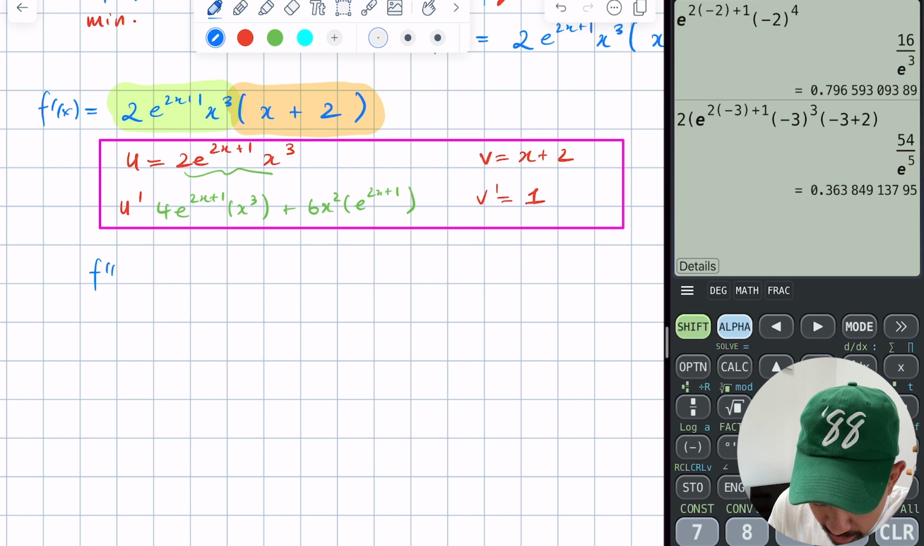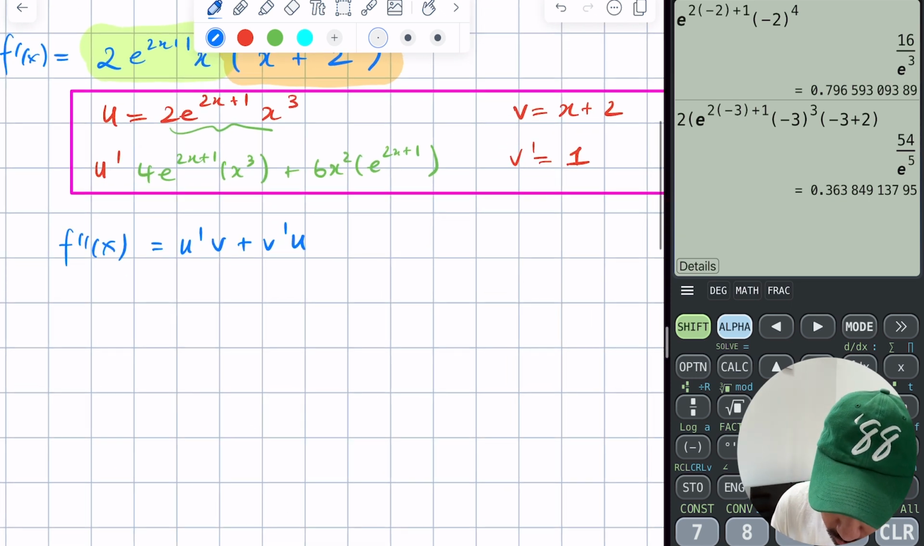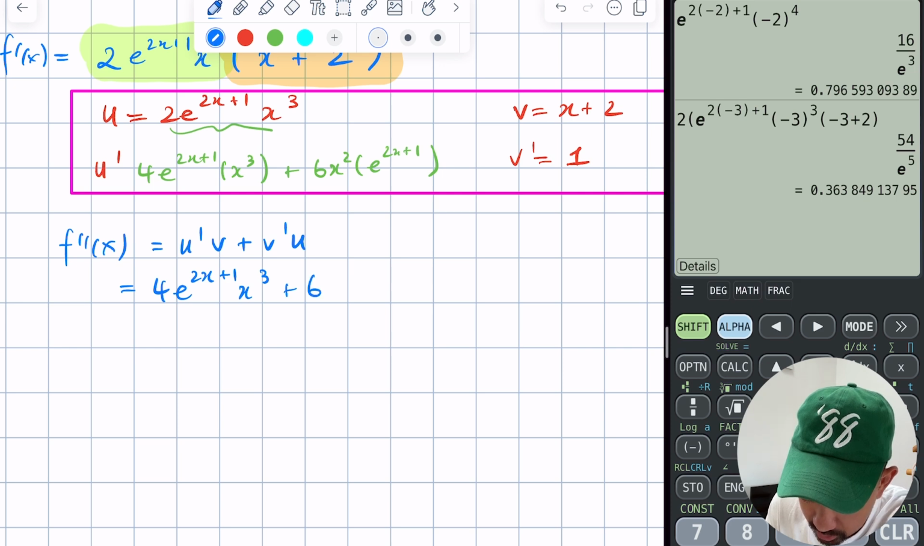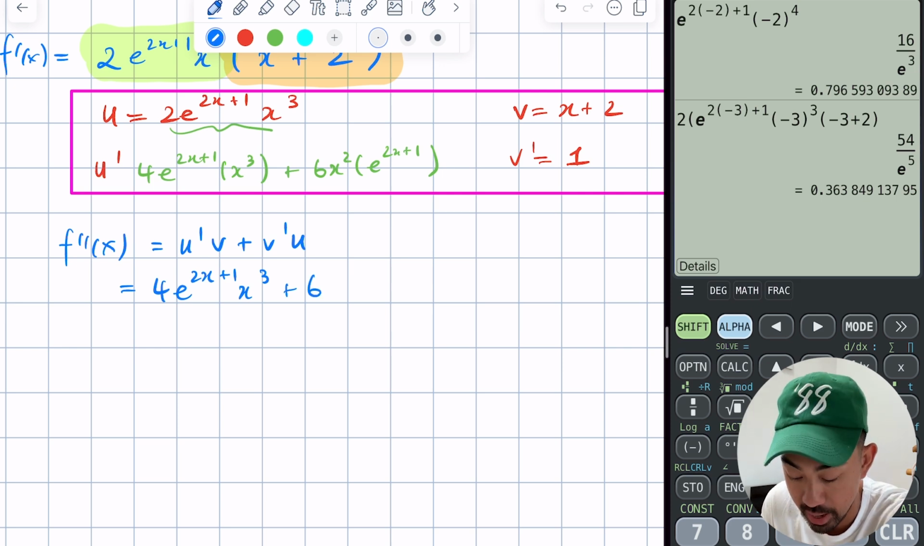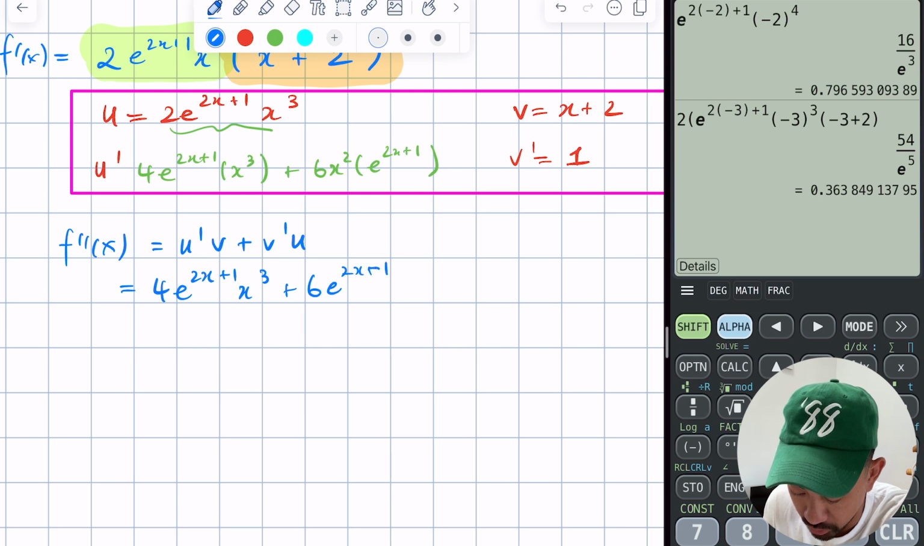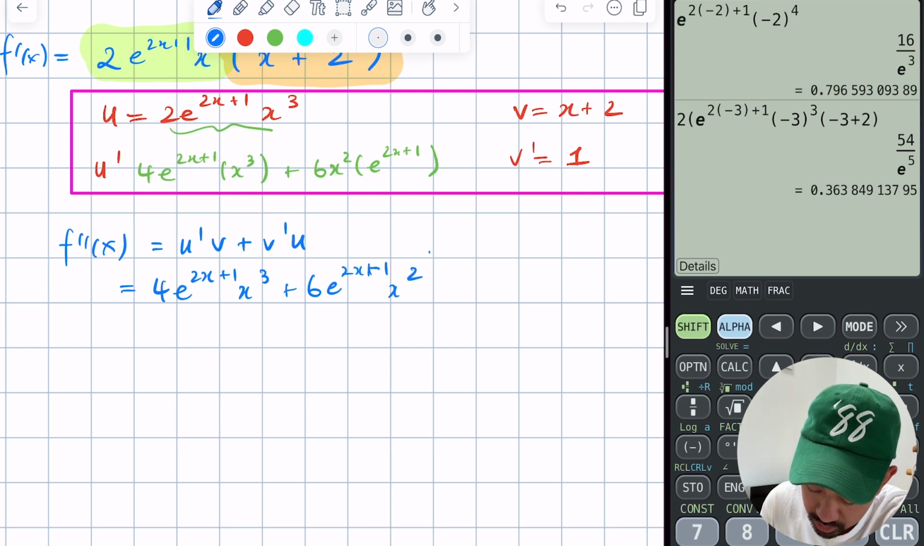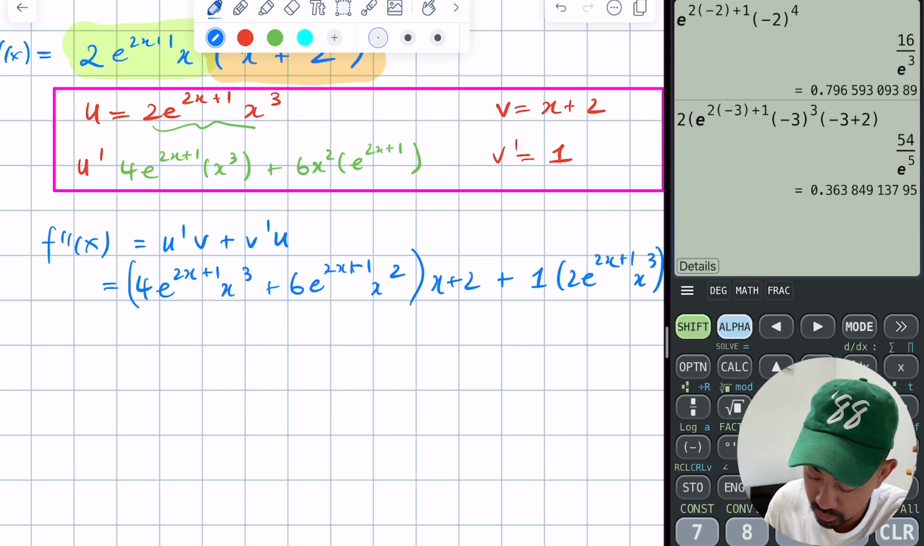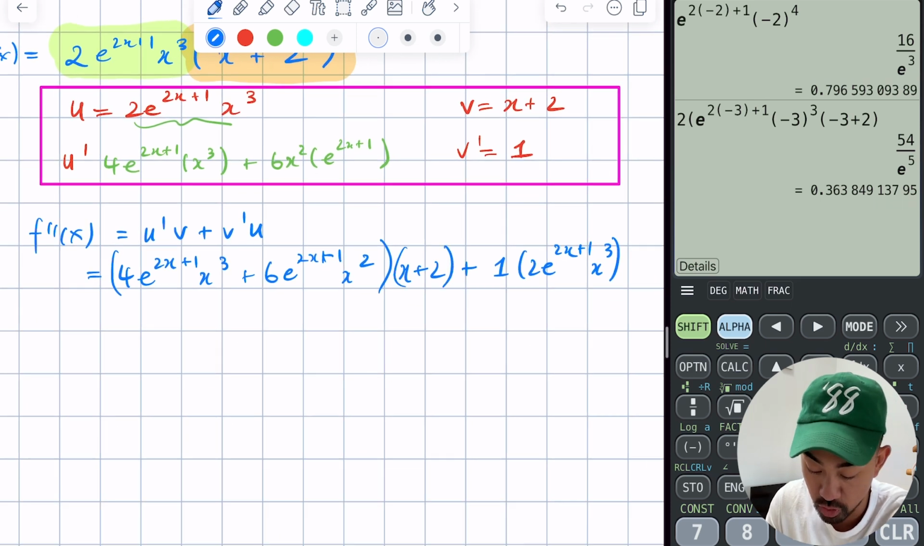So f double dash x is going to be u dash v plus v dash u. So u dash v is all of that stuff. So 4e^(2x+1) x cubed plus 6. Now I'm just going to be consistent here. See how I put the x at the back? Just so I'm consistent when I have to bring it all together. I'm just going to move this x squared to the back. And this is going to be times by x plus 2, because that is the v. And then I'm going to have plus v dash, which is 1, outside of 2e^(2x+1) x cubed, like so.